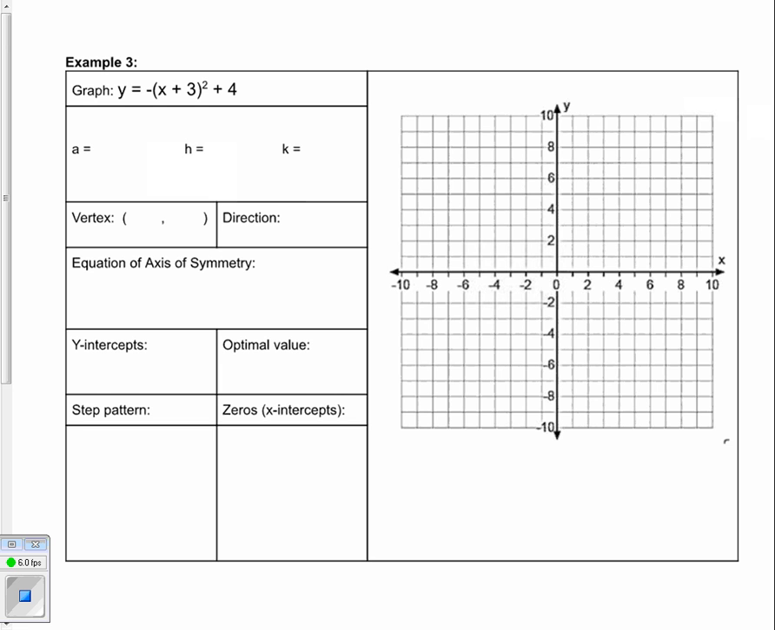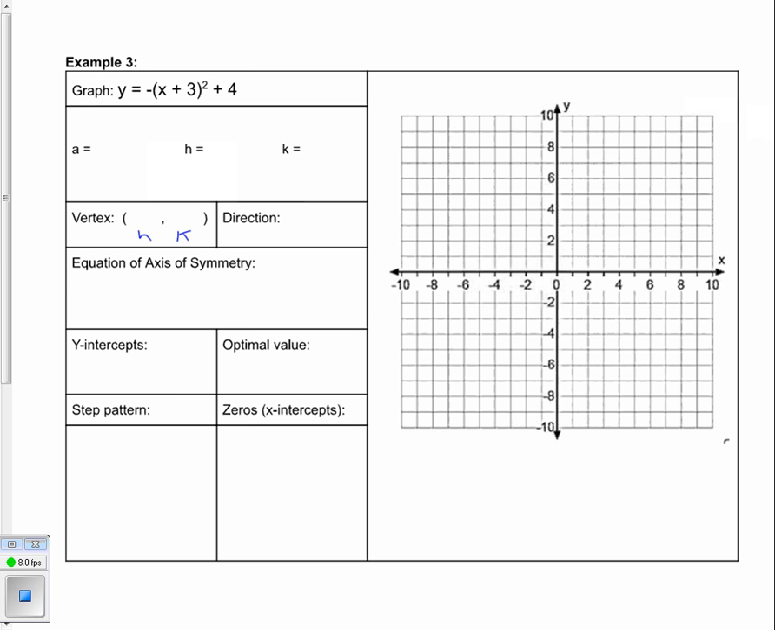Now we'll take a look at how to graph the parabola, given the equation. Like we've already talked about, one of the keys about this form of the quadratic equation, known as vertex form, is that it gives you the vertex of the parabola. So the h and the k values together form the vertex. The h and k values are the vertex of a parabola.